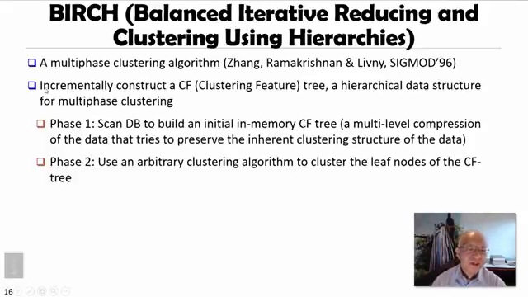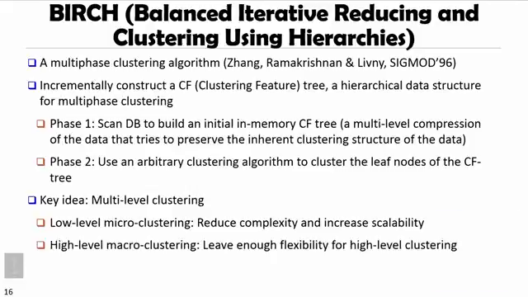The general philosophy is that it incrementally constructs a CF tree, or clustering feature tree, which is a hierarchical data structure for multi-phase clustering. In phase 1, it scans the database to construct an initial in-memory CF tree, which is a multi-level compression of the data that tries to preserve the inherent clustering structure of the data. Then in phase 2, it uses an arbitrary clustering algorithm to cluster the leaf nodes of the CF tree.